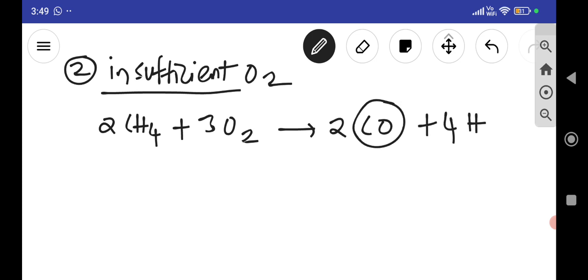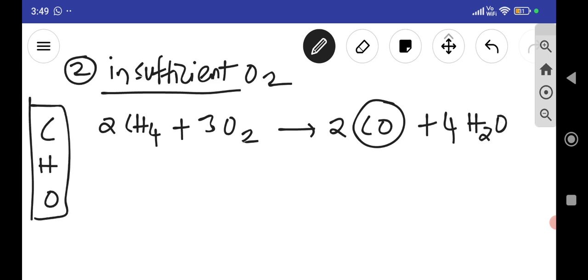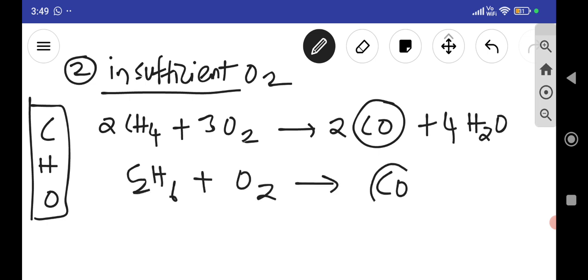Along with that, water is liberated. Same balancing order you follow for CHO here. Second one is if you take C2H6 plus O2, you are going to get once again incomplete combustion product, that is carbon monoxide and water. So you want to know the balancing process.